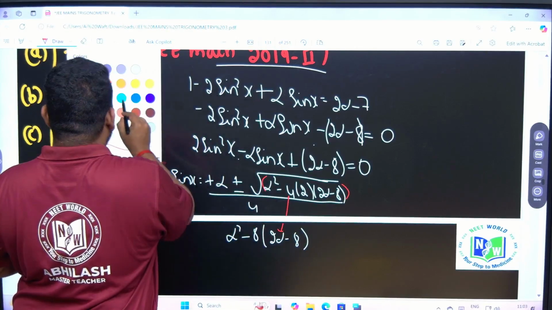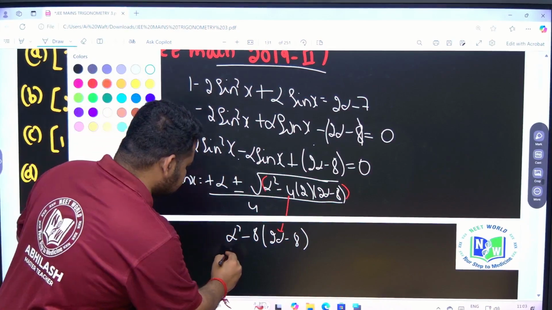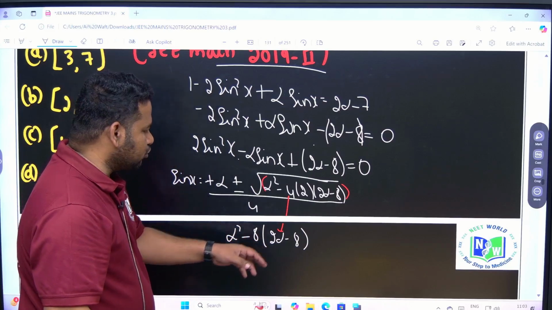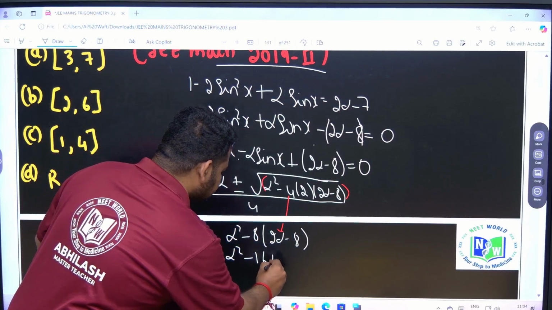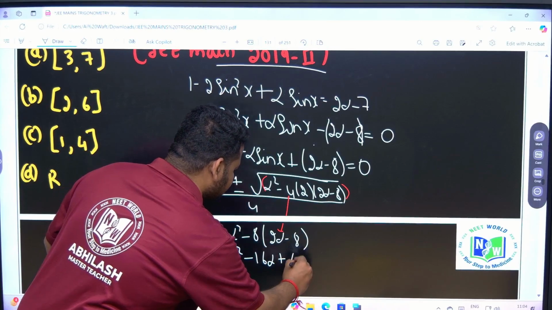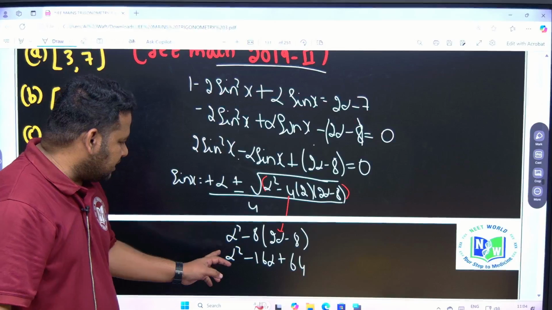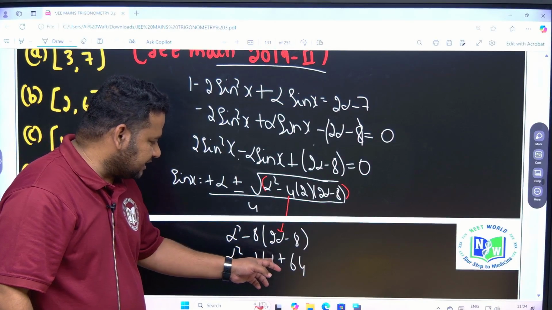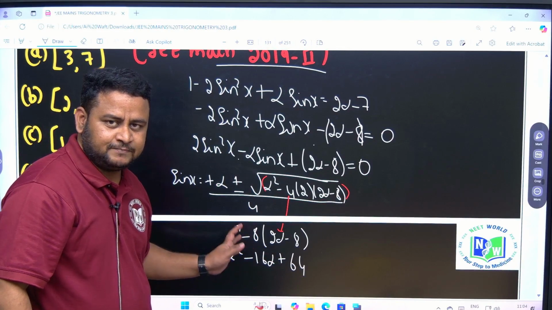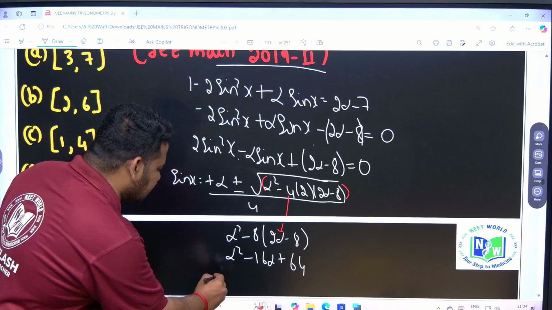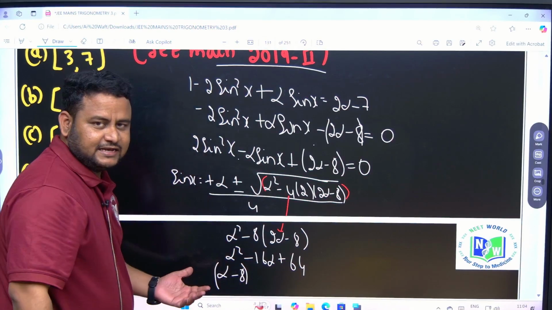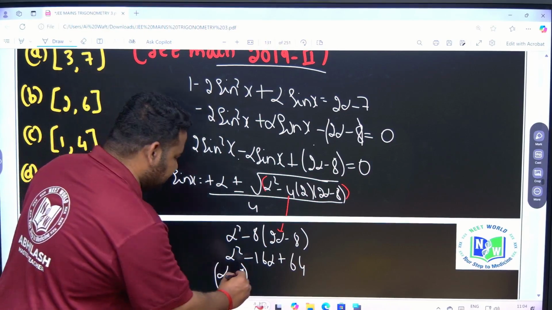So this will become alpha square minus 8 into alpha, 8 into 2 alpha is 16 alpha, minus into minus is plus, 8 8s are 64. So this is of the form alpha square plus 8 square minus 2 times 8 alpha, that is nothing but a minus b whole square, that is nothing but alpha minus 8 whole square, where alpha is a and b is 8.